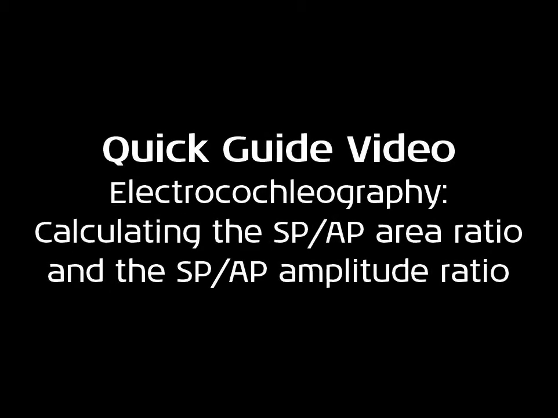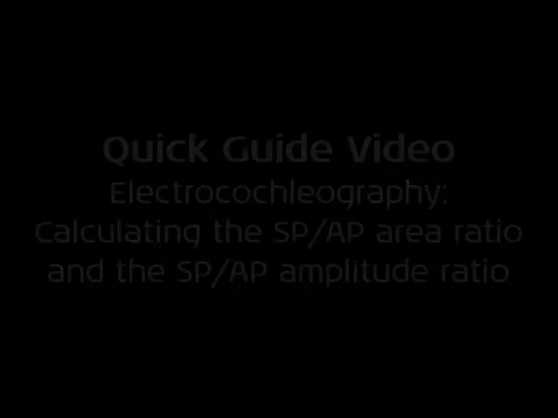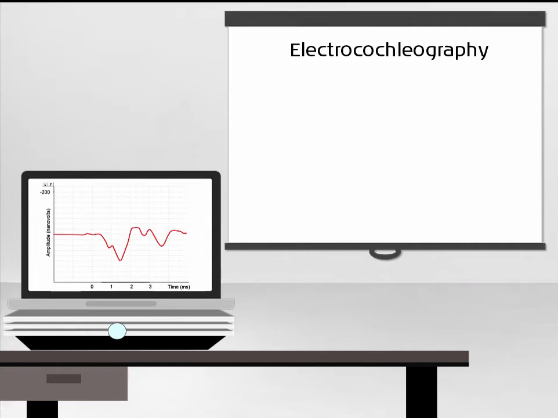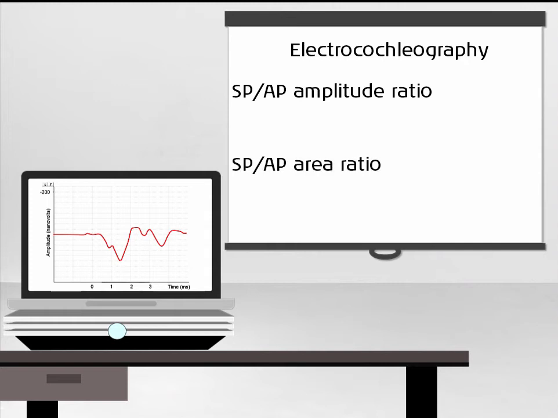This quick guide video demonstrates how to label the waveforms when calculating the SP-AP area ratio and the SP-AP amplitude ratio. There are two calculations that can be used when using ECoG to aid in the diagnosis of endolymphatic hydrops or Meniere's disease. These are the SP-AP amplitude ratio and the SP-AP area ratio.